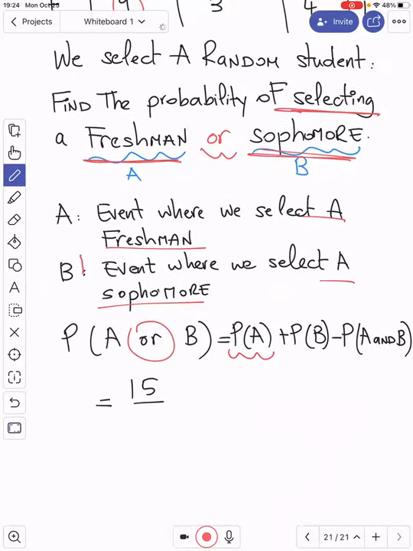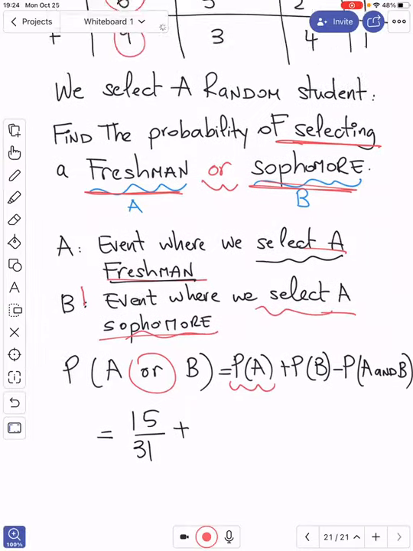31, so that's over 31. All right, so that's the probability of A, of selecting a freshman. Now, plus the probability of B. B is selecting a sophomore.